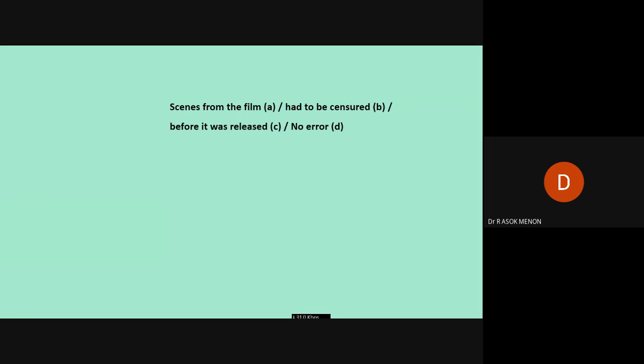Then, scenes from the film had to be censored before it was released. This is an interesting question. The part B contains a mistake. Pravalika also says, and Niba Babu have said it correctly. Your choice is correct, but can you get it corrected?